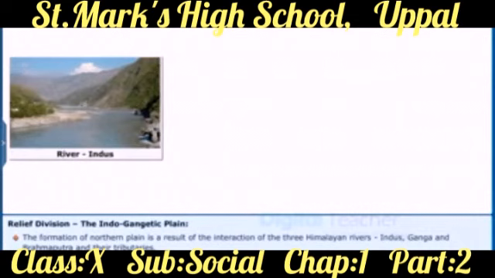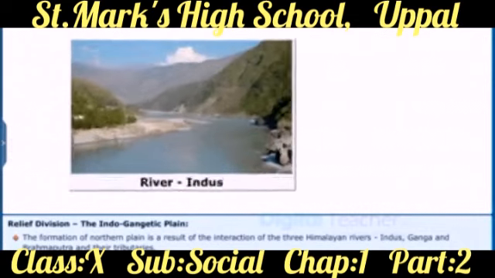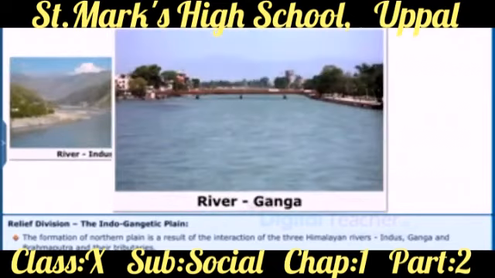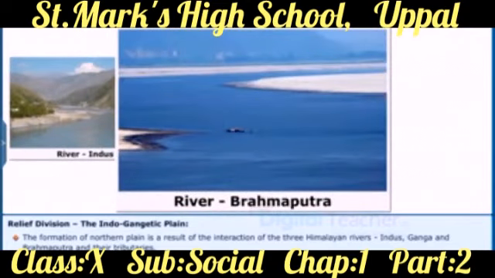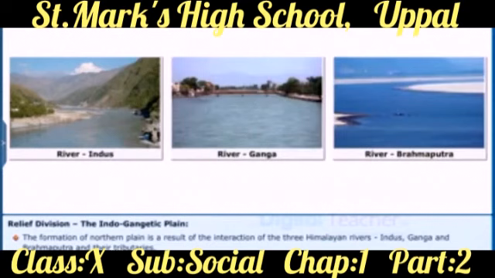The formation of Northern Plain is a result of the interaction of the three Himalayan rivers, Indus, Ganga and Brahmaputra, and their tributaries. Almost 20 million years ago, it was a shallow basin. But as time passed by, it got filled with various alluvial soils which were brought by these rivers from the Himalayas.